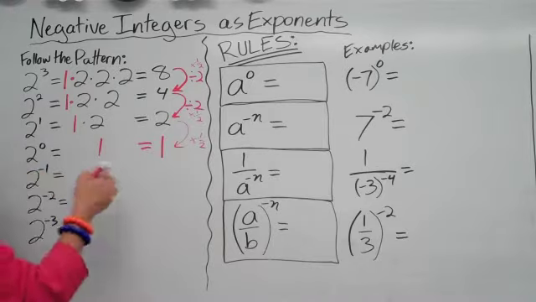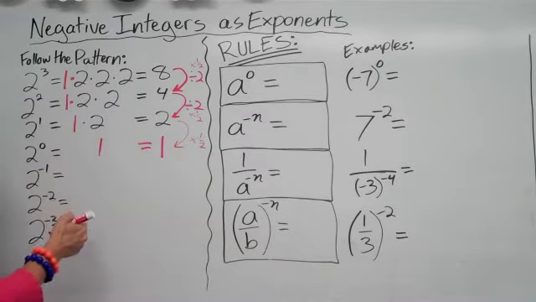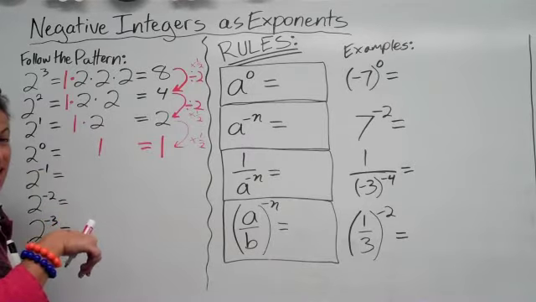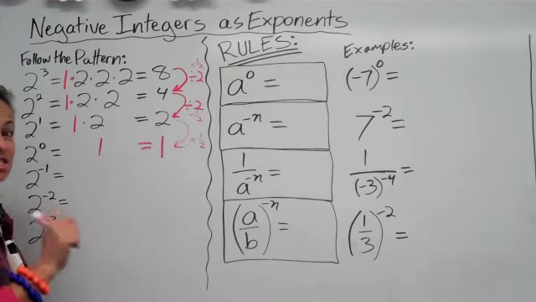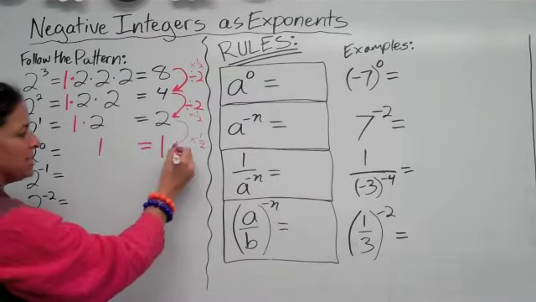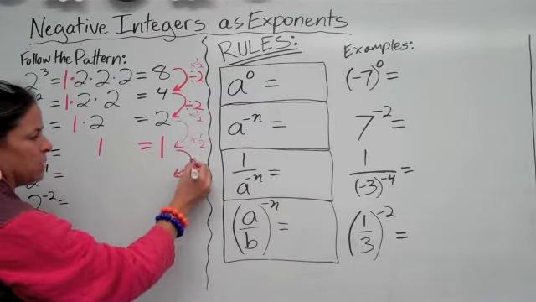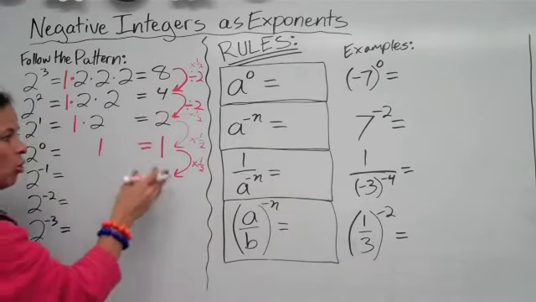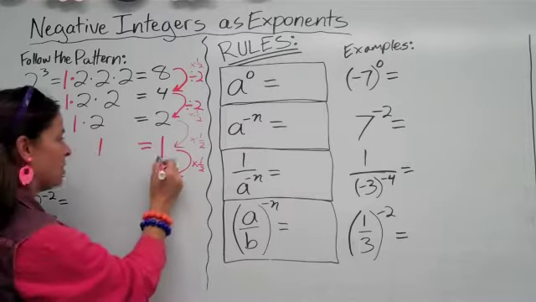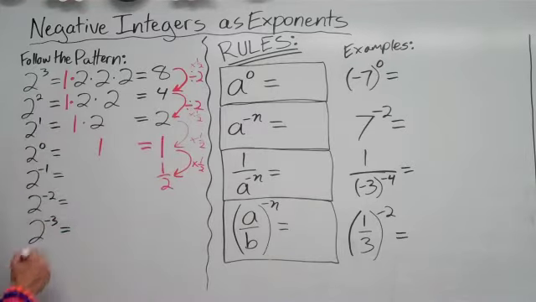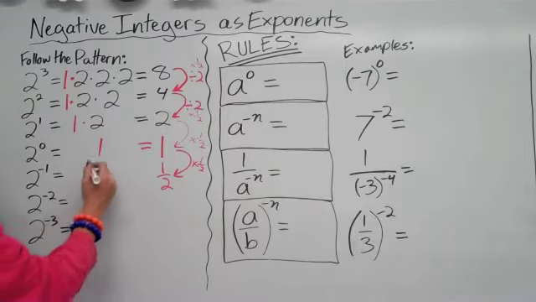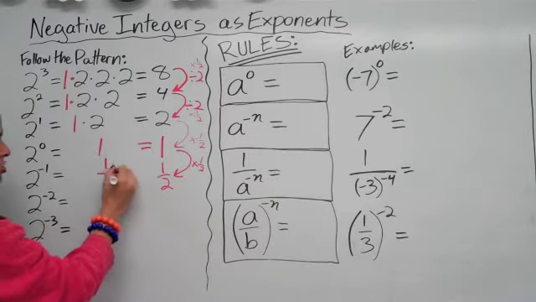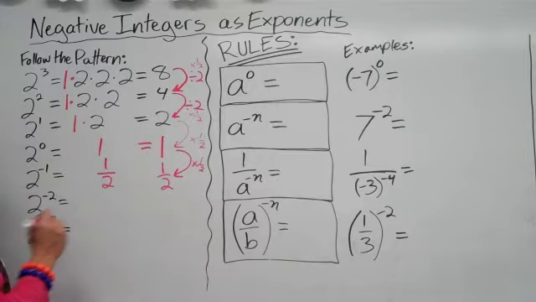Now, if I keep following this pattern into the negative exponents, Sage was right. It doesn't equal a negative number. It just equals a really small number. So if I take 1 and I multiply by a half or divide by 2 and follow this pattern, what's half of 1? A half. So when I have 2 to the negative 1, that is actually equal to 1 over 2.